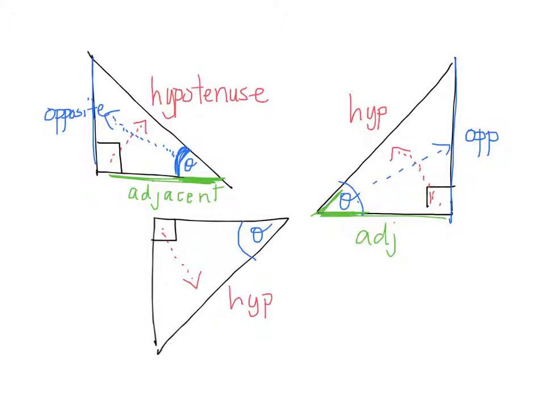Let's look at this angle here first. This side length, is it opposite or adjacent? Adjacent. I tried to trick you by putting blue there. It's actually adjacent because it's touching the angle given. And then this one would be the opposite side length.